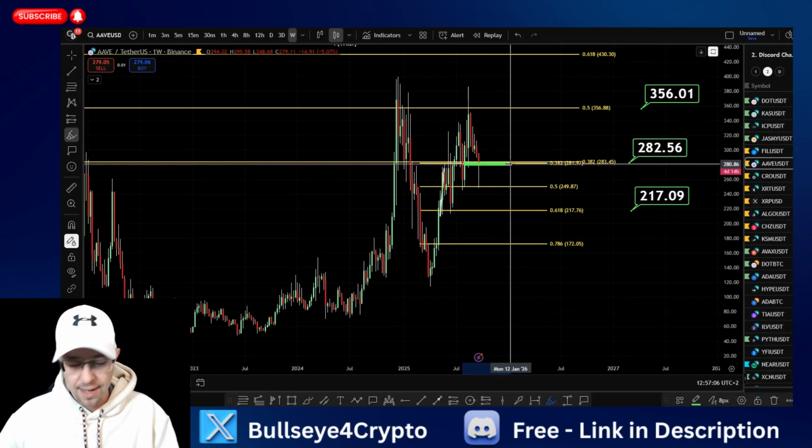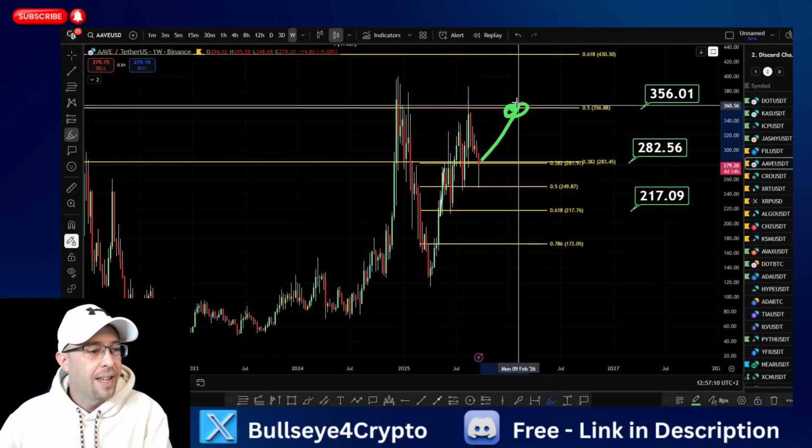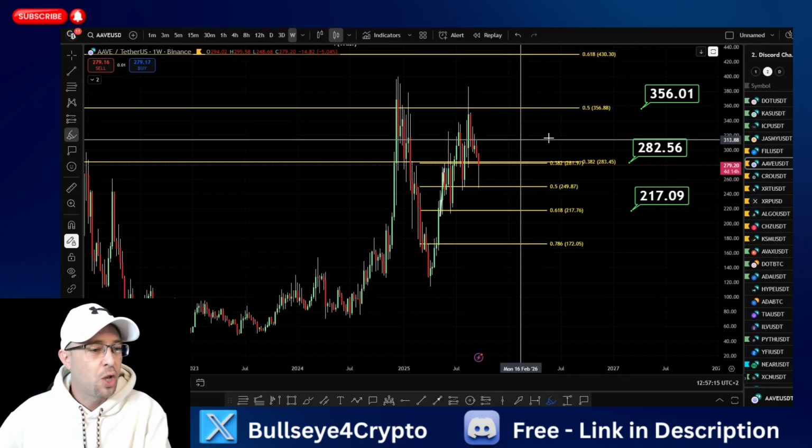We need to hold today, ideally. Then we can start testing this high and knocking on the ceiling to try and break through the 0.5 and hold that as support. That's the aim of the game in the short term.